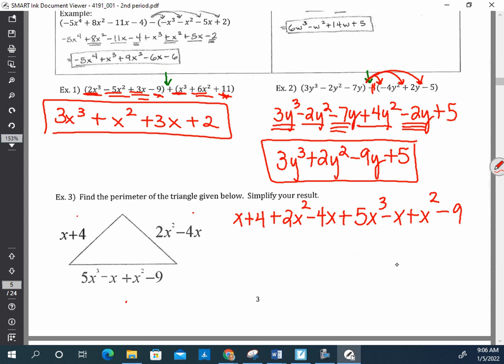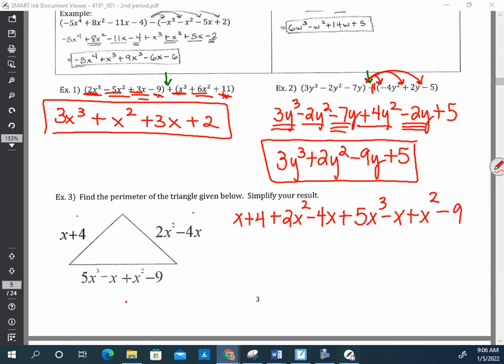That's personal preference, so that's on you. If it's easier for you, then that's fine. All right, so let's go ahead and get this simplified.